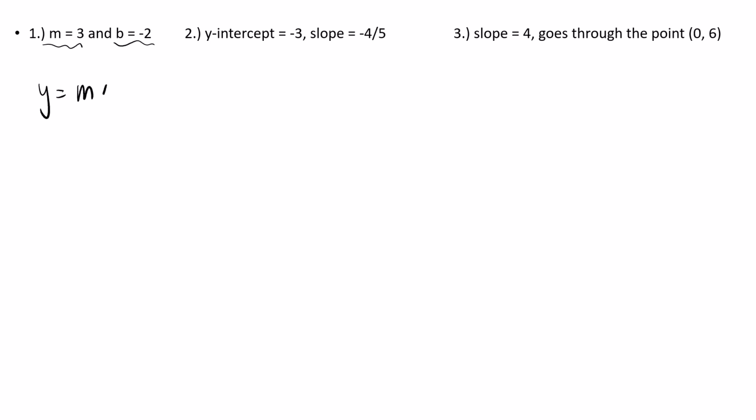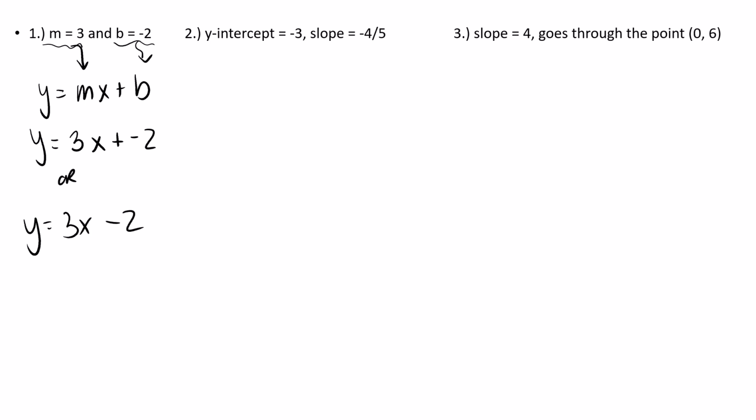If you remember your slope-intercept form of a line, this is a direct substitution. So y is equal to 3x, and then your b value is -2. You can express that as plus -2 or as minus 2. Either one of those is equally correct. Do whatever your teacher wants you to do.